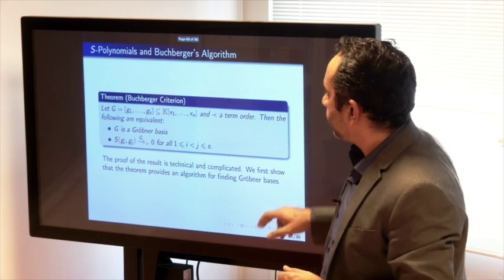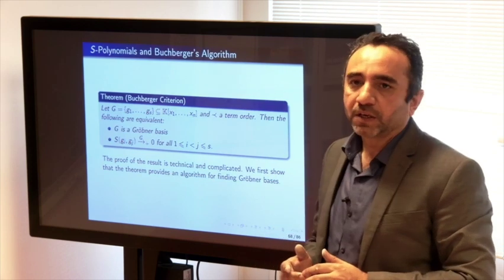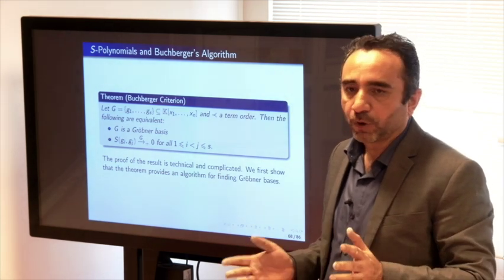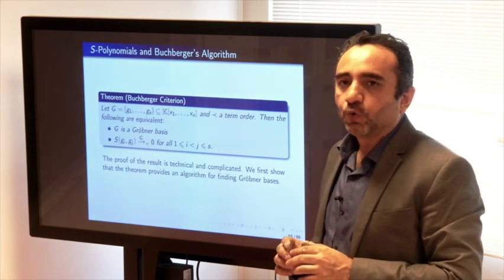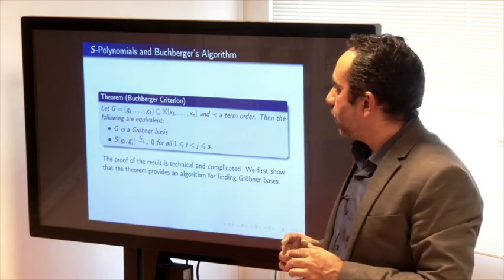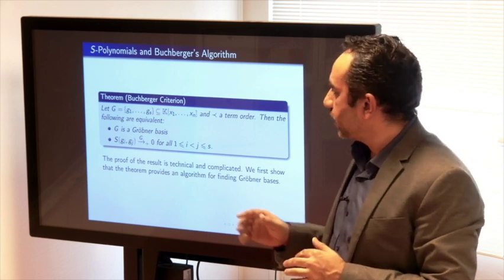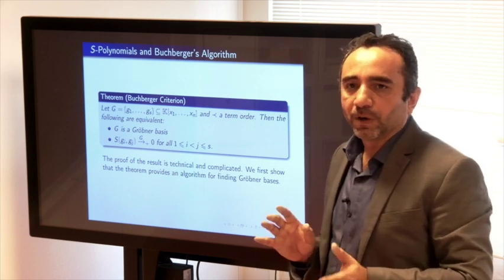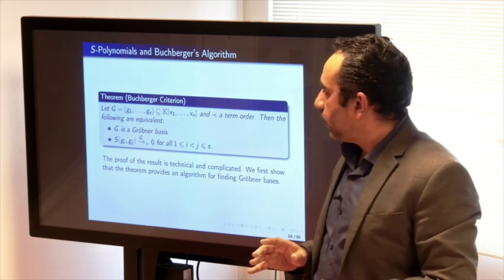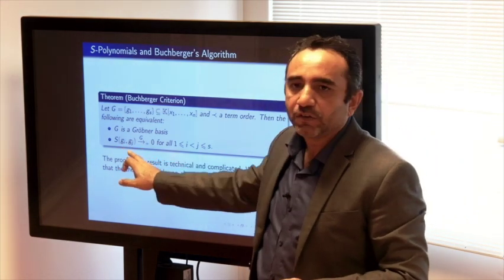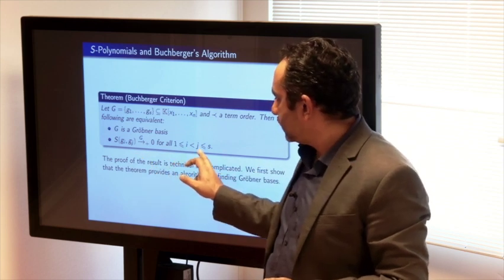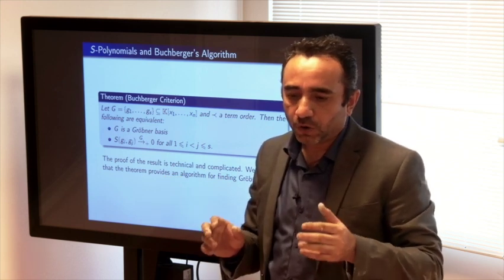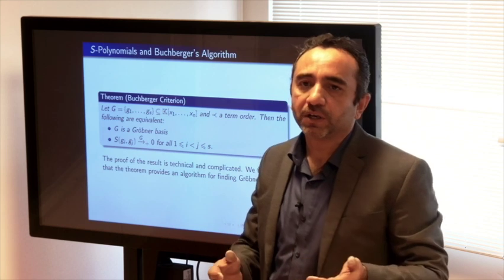Okay, let's move ahead. This is the main criterion to find the Gröbner basis of a given set of polynomials. We will use this criterion to compute the Gröbner basis. And what does this criterion say? That we are given g1 up to gs, a set of polynomials, then g is a Gröbner basis if and only if the S polynomials of gi and gj, for i less than j, with 1 less than or equal to i, j less than or equal to s, reduce to 0. That means we are taking all possible pairs of the gi's.